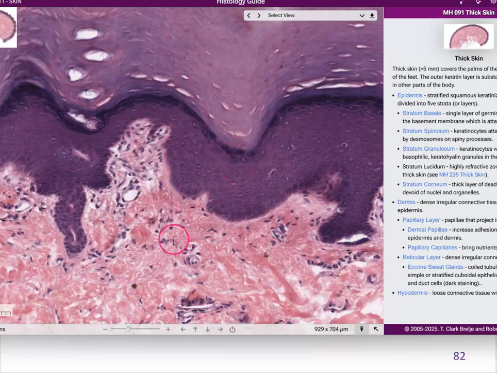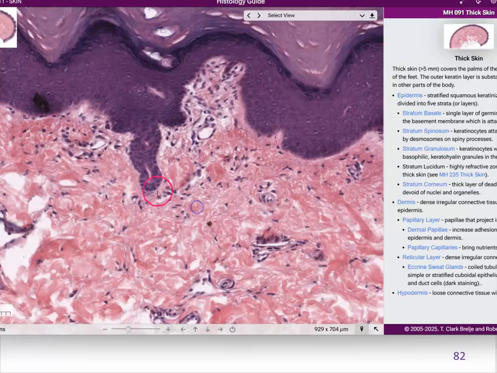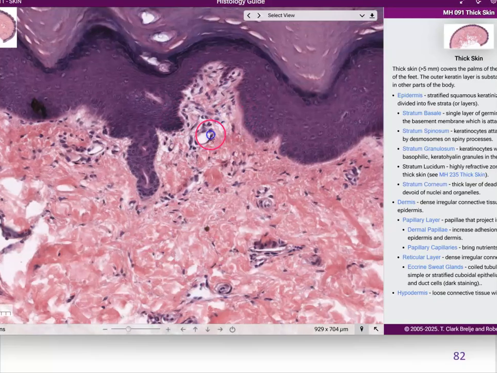Okay, but what I want to draw your attention to is the dermal papillae, where this reaches up here, and this is the papillary layer of the dermis. And we can kind of see a difference between this and this. This is going to be the areolar tissue, and this is loose connective tissue proper. So this is the reticular dermis. This up here is the papillary dermis.